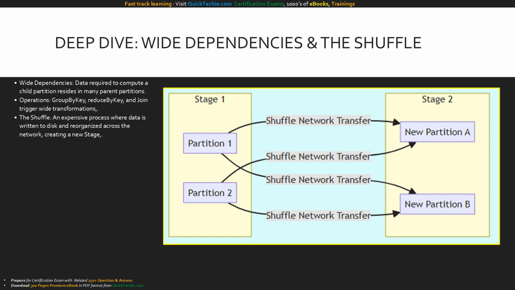This triggers a shuffle, which is an expensive process because it requires writing data to disk and transferring it over the network. A shuffle always marks the definitive boundary between one stage and the next.